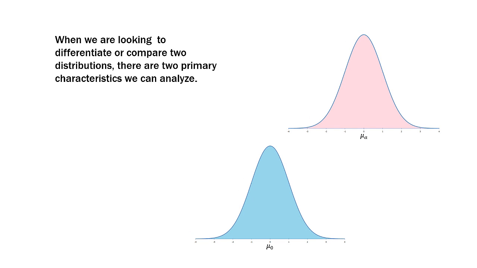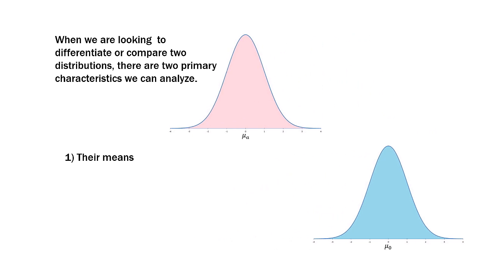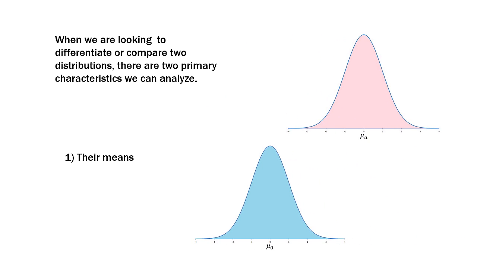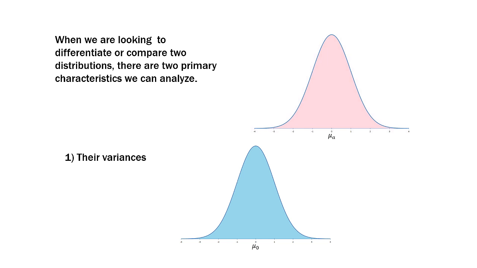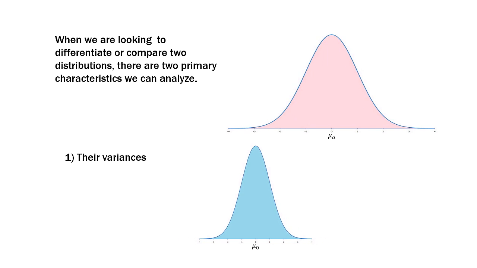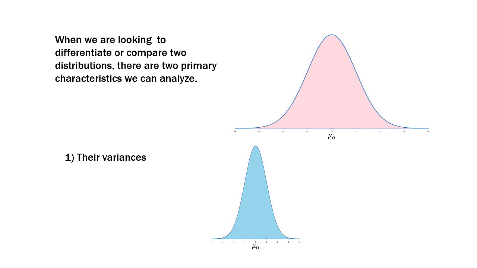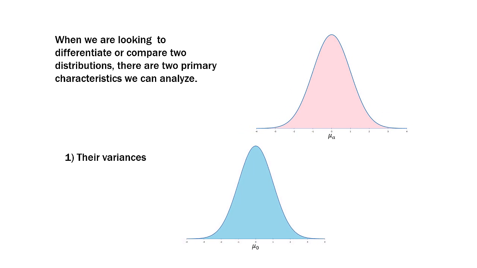When we're looking to differentiate or compare two distributions, there are two primary characteristics we can analyze. We can analyze the location of their means relative to each other. So the means could be located in different places, or the means could be right on top of each other. We could also compare their variances, or the spread of the distributions. So if one distribution has a large standard deviation, it would be a wider distribution. If one has a smaller standard deviation on the same units, it will have a more narrow distribution. So we could look at the location of the means, or their variances, or their spread.